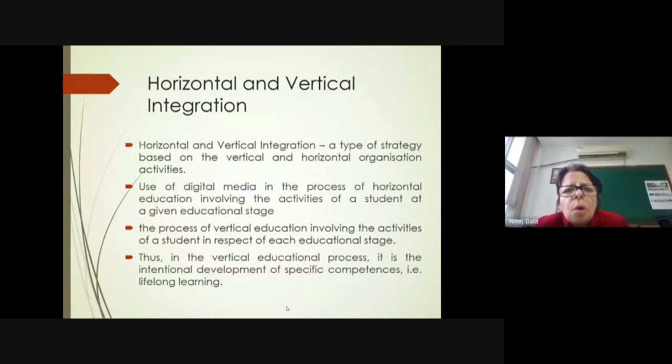Then we also talked about horizontal and vertical integration. It is a type of strategy based on vertical and horizontal organization. Here, horizontal education involves the use of digital media in the activities of a student at a certain age. Vertical integration means how a student moves from one educational stage to the next, like I told you before. After first year, second year, third year, vertically we also know what specific competencies he has learned.